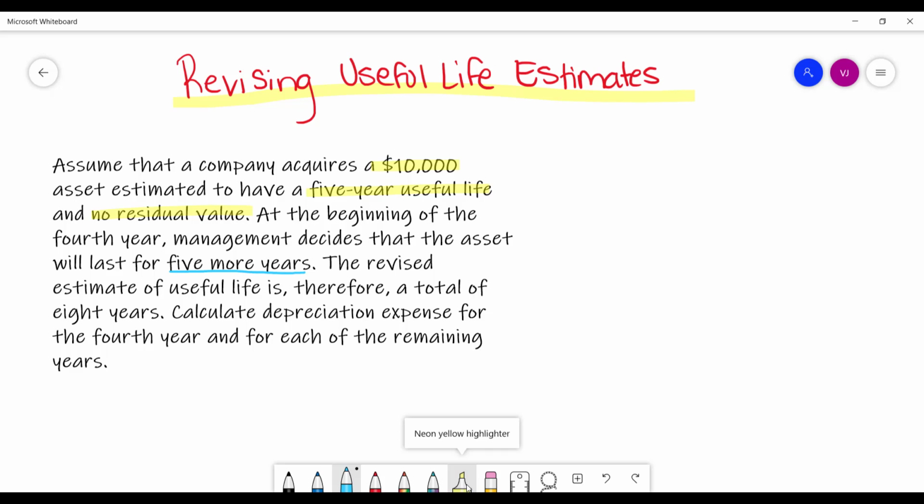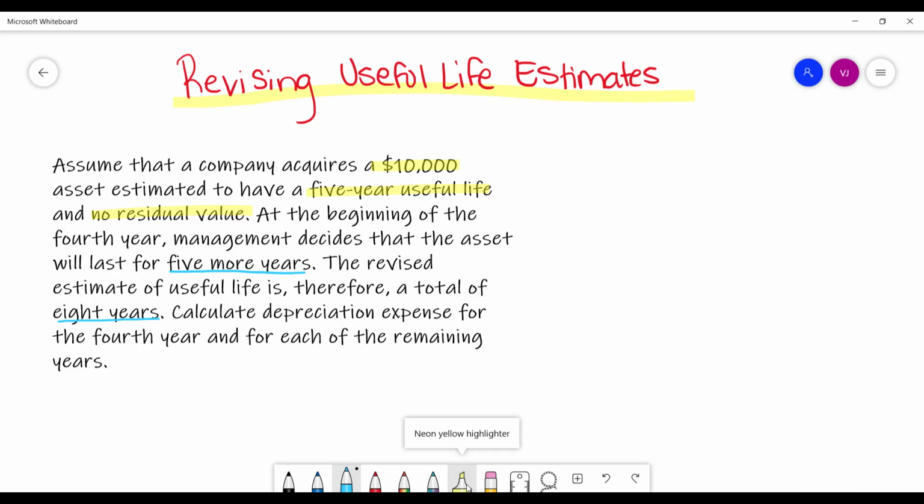So the revised estimate for useful life in this case is a total of 8 years overall, because initially we thought only 5 years, but by the time we're 3 years in, they thought, okay, it's actually not just going to last us 2 more years, but another 5. So there were 3 extra years tacked on to the useful life estimate here. So the revised estimate of useful life overall is a total of 8 years for the entire life of the asset. But remember, we're 3 years in. So calculate the depreciation expense for the 4th year and for each of the remaining years.